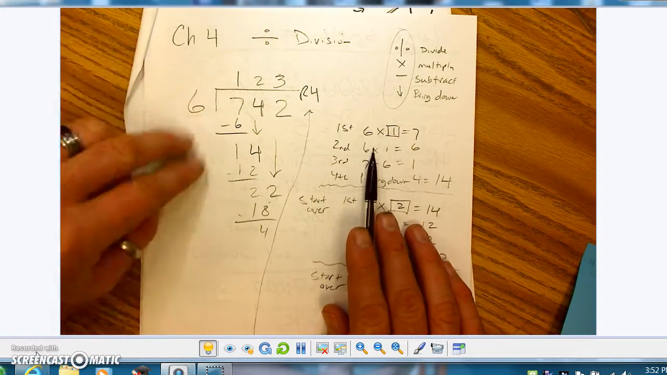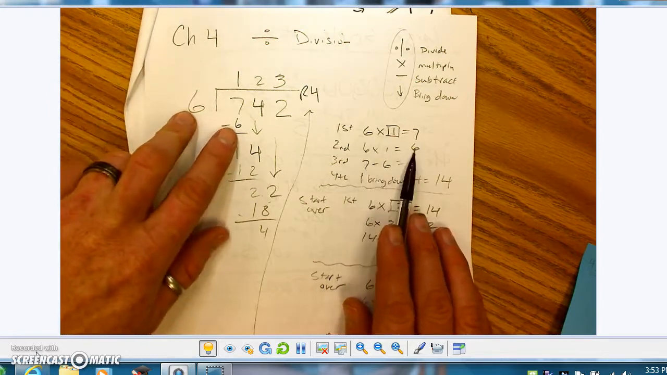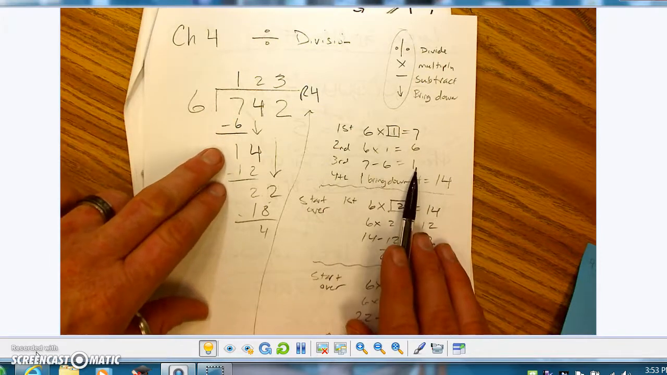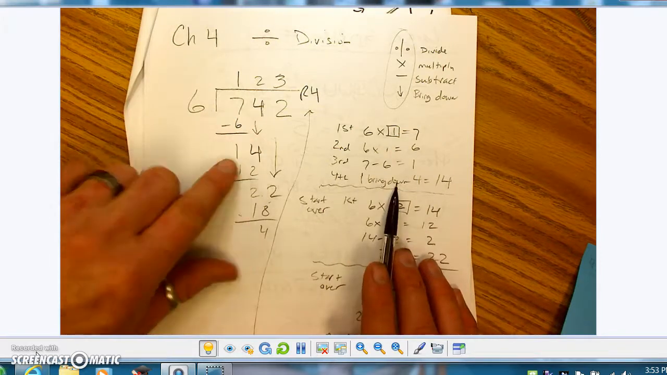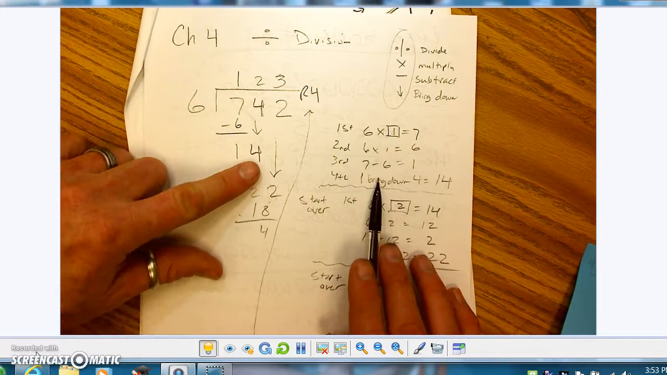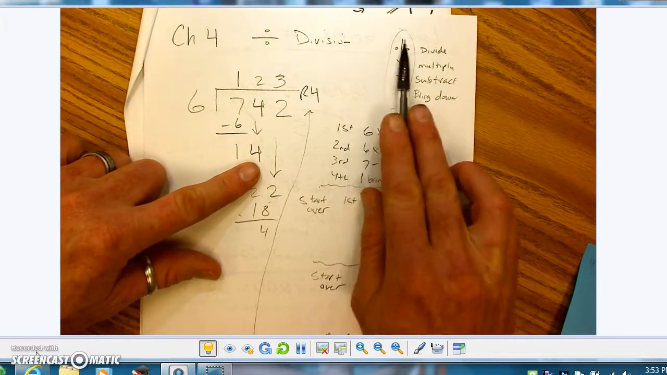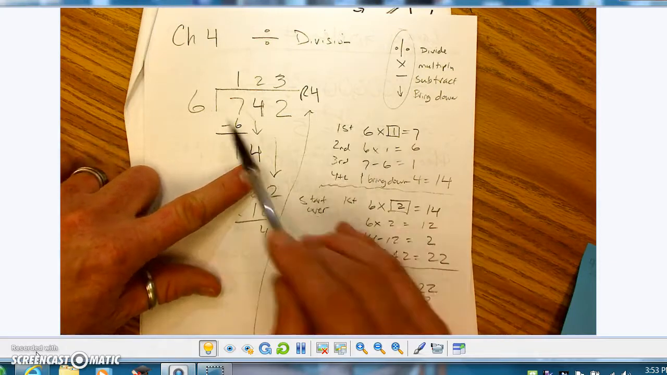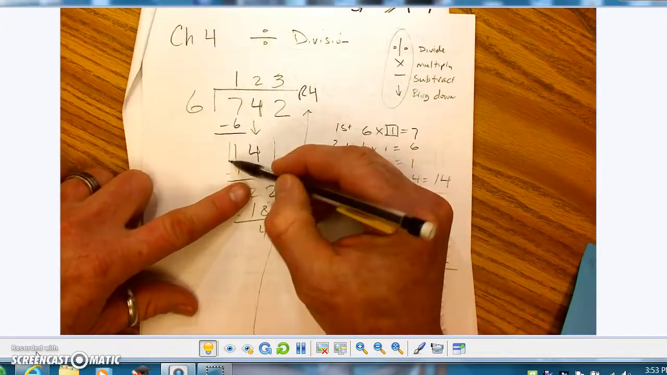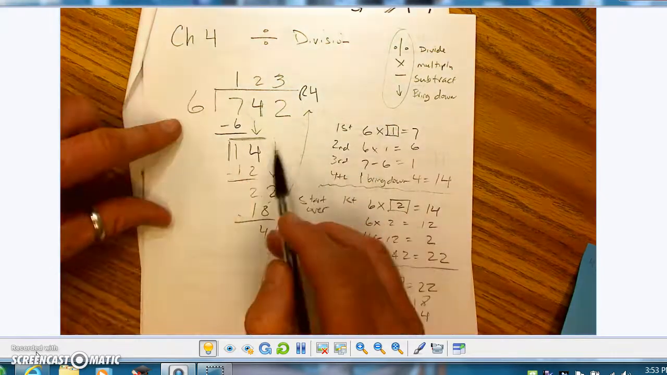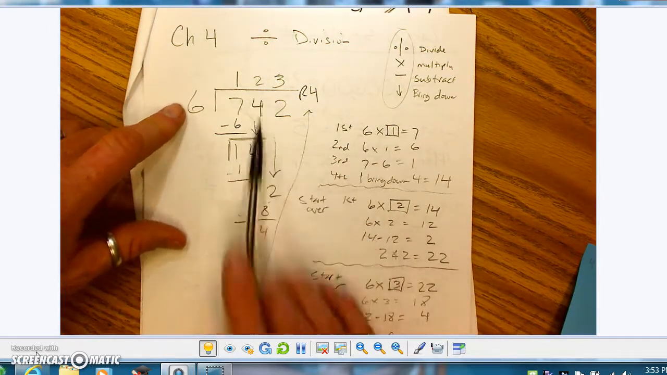Okay, and then multiply, so 6 times 1 is 6. And then you subtract, 7 minus 6 equals 1. And you bring down that 4 to make it 14, and you start over. So on your little guy, after you start over, you bring it back to the top. So now I'm going to divide again. So 6 into 14. We're drawing boxes now this year. This kind of helps. So 6 into 14 is 2.